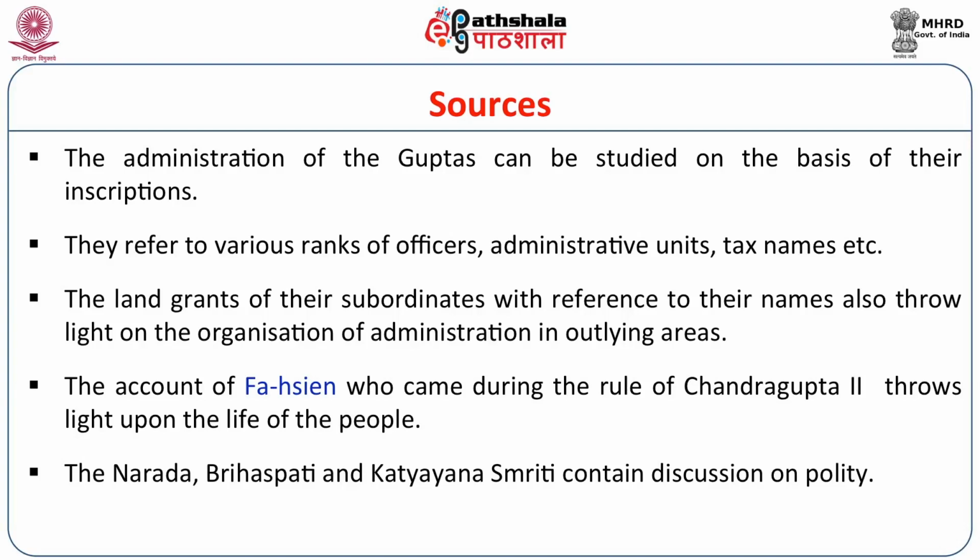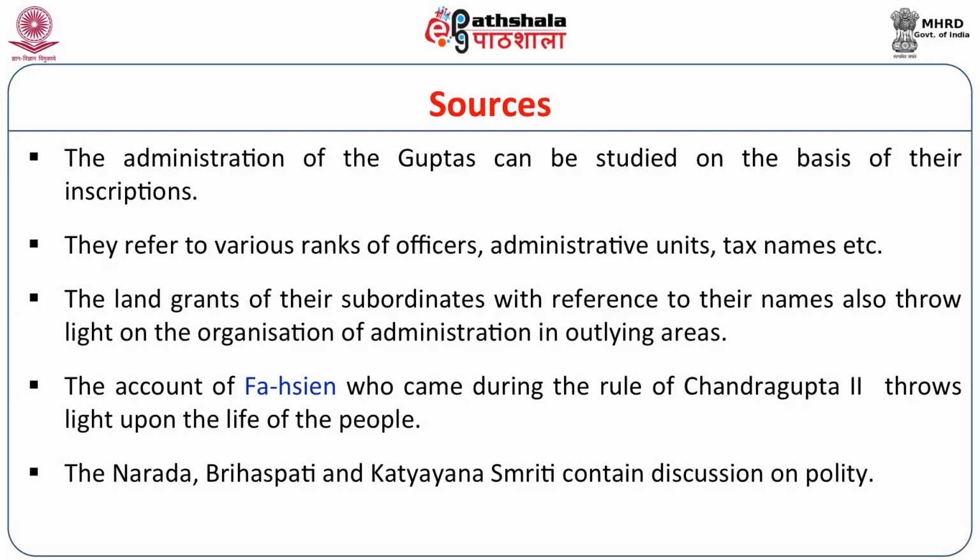Though Fa-Hien is not at all concerned with political matters, and he does not even name the contemporary Gupta ruler, Chandragupta II, still he records the life of the common people, from which we can get some information regarding the life of the people in the Gupta period.